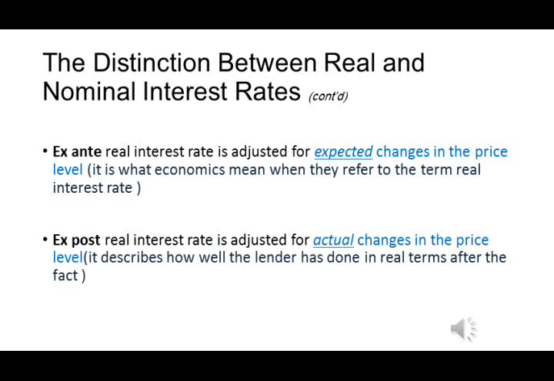For the real interest rate, we must differentiate between the ex-ante and the ex-post real interest rate. The ex-ante real interest rate is adjusted for the expected changes in the price level, while the ex-post real interest rate is adjusted for actual changes in the price level. So, the ex-ante real interest rate is what economists mean when they refer to the term real interest rate. But the ex-post real interest rate describes how well the lender has done in real terms after the fact.